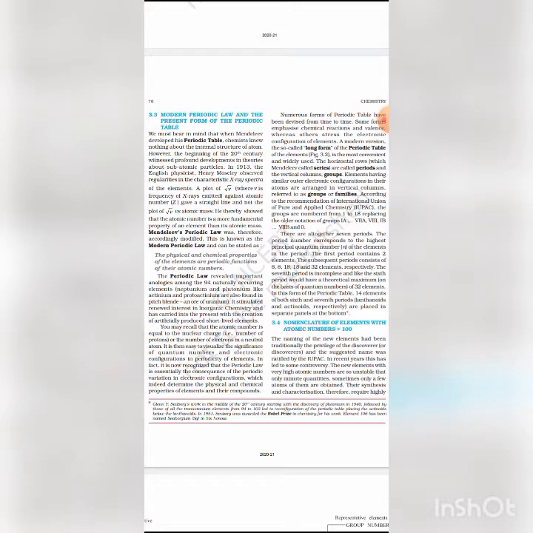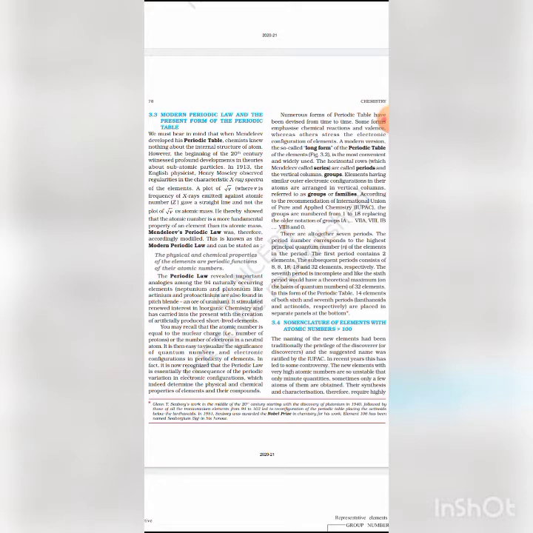In other words, when the elements are arranged in order of their increasing atomic number, the elements with similar properties are repeated after certain regular intervals. The atomic number is equal to the number of protons in the nucleus, we know that, and this number increases by 1 in going from one element to the next.